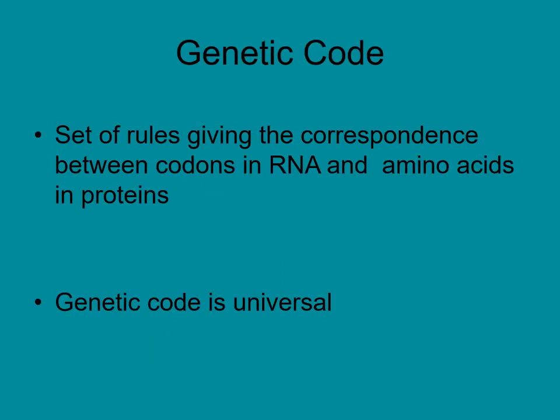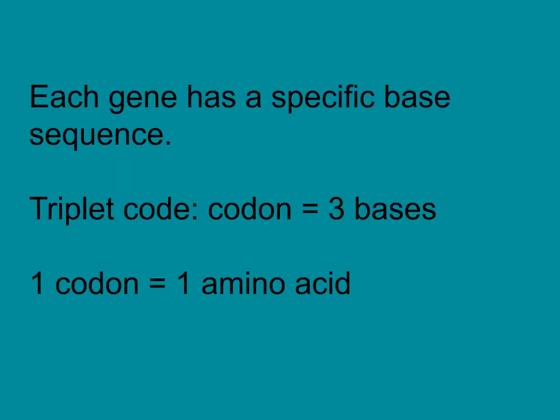So the genetic code just means a set of rules that we have found that exist that allows for this translation from RNA, the base sequence in the RNA, to the amino acids and proteins. This genetic code is universal. It's the same whether you are talking about human cells or bacterial cells or plant cells. We have found that it is the same.